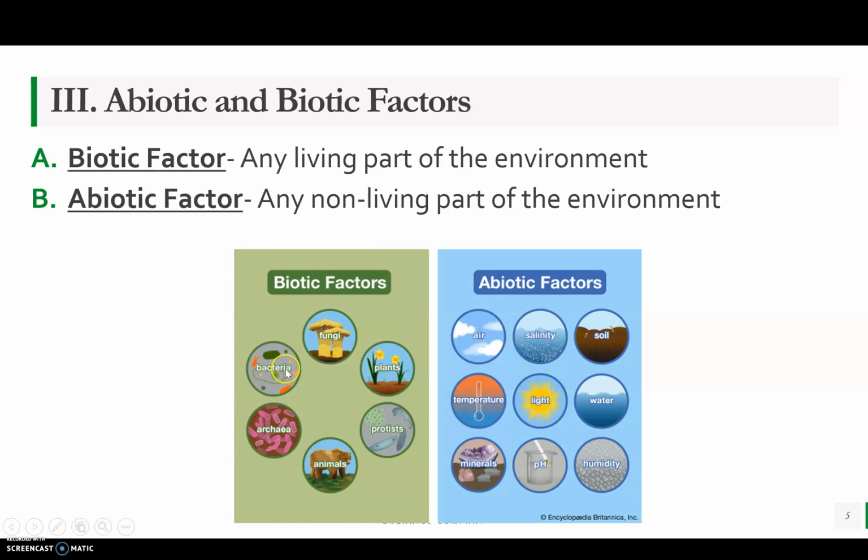So our biotic factors can be plants, animals, but it also includes things like fungi, bacteria, archaea, which is a subset of bacteria, and then protists, which are another kind of subset of bacteria. And then abiotic factors include things like the air, the salinity, so the amount of salt in the water, the soil, temperature, light, water, minerals, pH, humidity. These are all things that influence the biotic factors, but they themselves are not biotic.